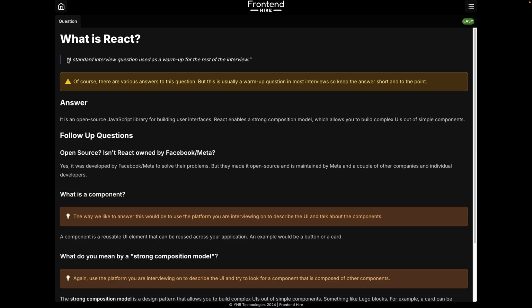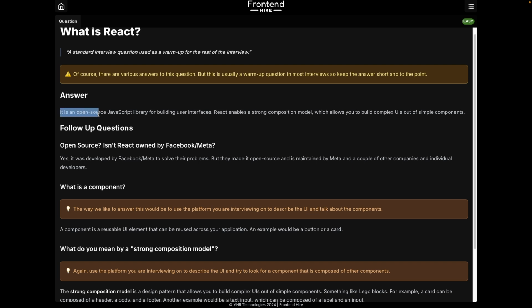This is a very standard interview question and usually used as a warm up to the rest of the interview. And of course, there are various answers to this question. You don't want to do a long answer here. You just have to keep it quite short and to the point. You could open with something like this: it is an open source JavaScript library for building user interfaces. React enables a strong composition model which allows you to build complex UIs out of simple components.